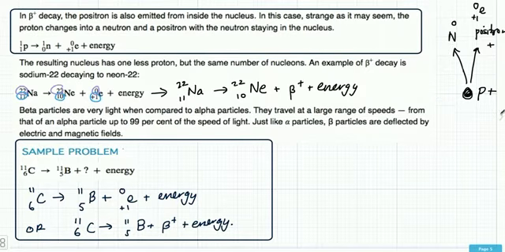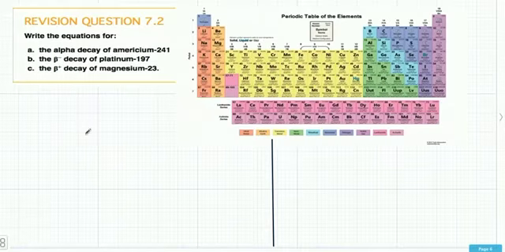Done. So that's beta plus decay. So we've got just a few revision questions, and then we're just going to talk about 2 other things, neutrinos and also gamma radiation. So we've got equations here for the alpha decay of americium 241. So I'm just going to do these questions here.